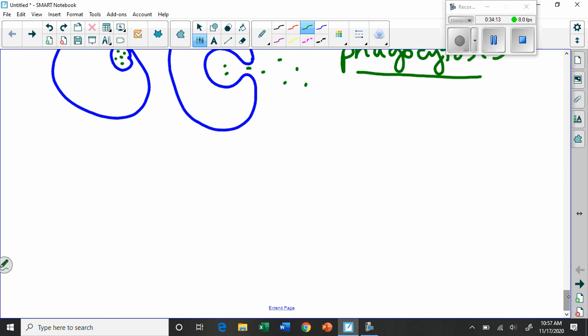Okay, so that's basically how things move in and out of cells. And that's how we're going to see cells are able to obtain nutrients. We'll just call that one done, and tomorrow we'll continue on with the next thing.